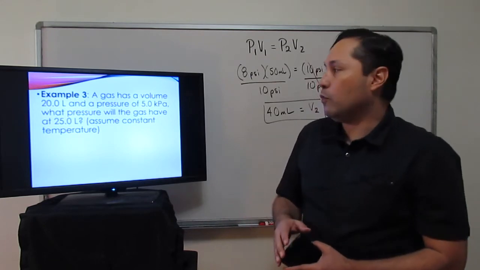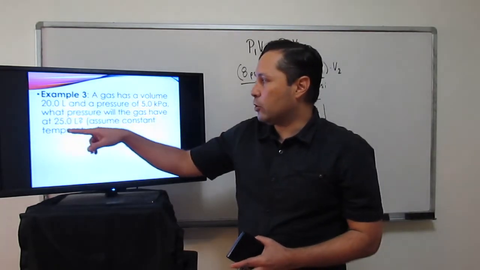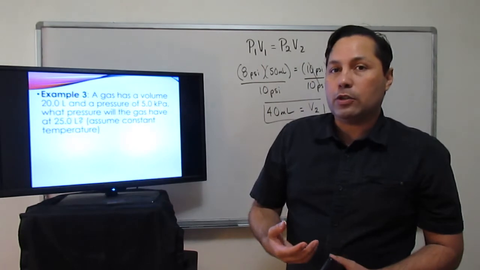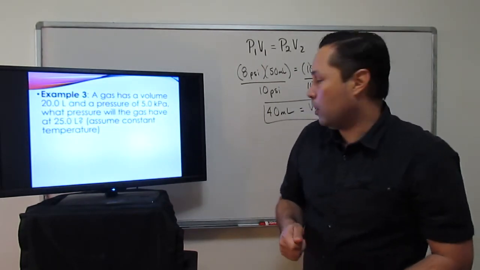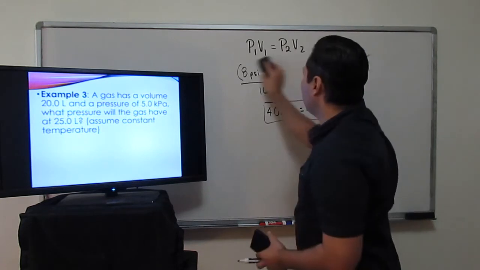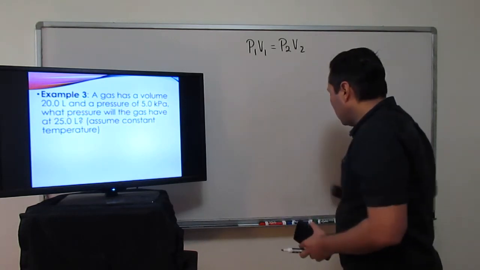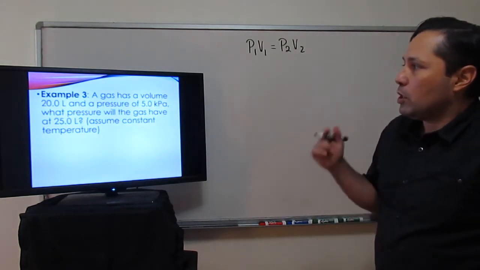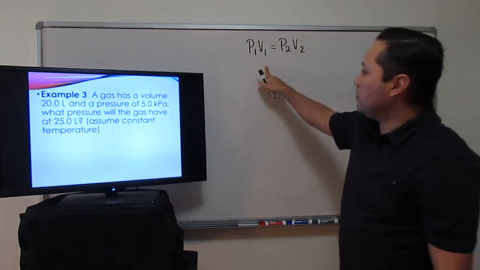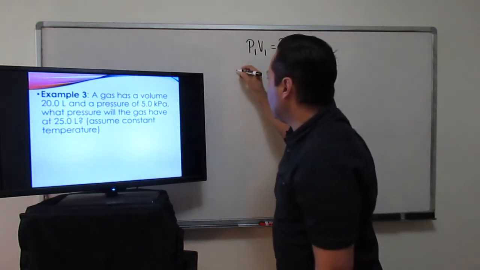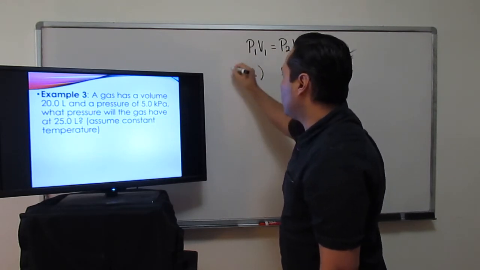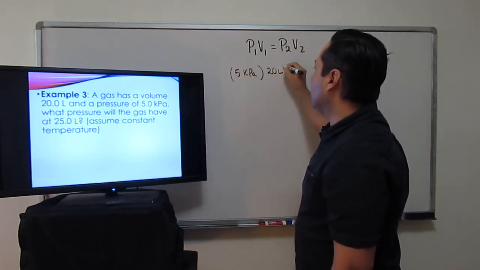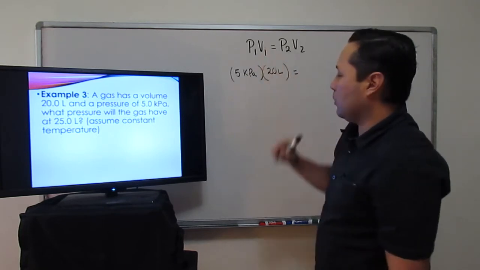So now our new volume, we're changing the volume from 20 liters to 25 liters. So what do we have to do to the pressure to obtain that change in volume for the gas? So let's go ahead and solve this problem. Alright, so the gas has a volume of 20 liters, and I'll plug that in at 5 kPa, so that's kilopascals, 5 kPa for its initial pressure, and 20 liters for the initial volume.